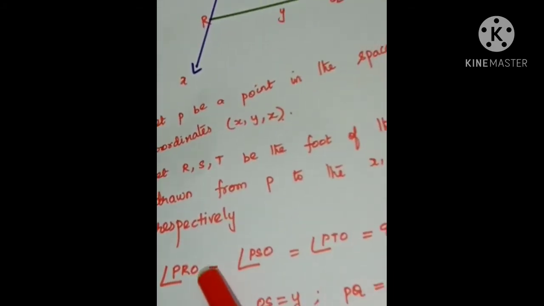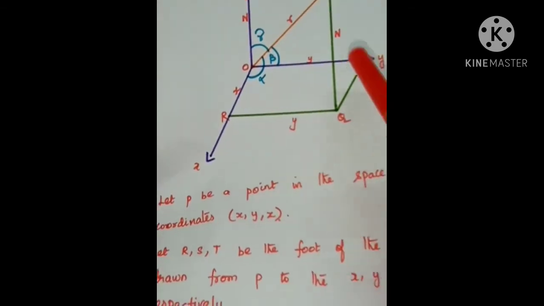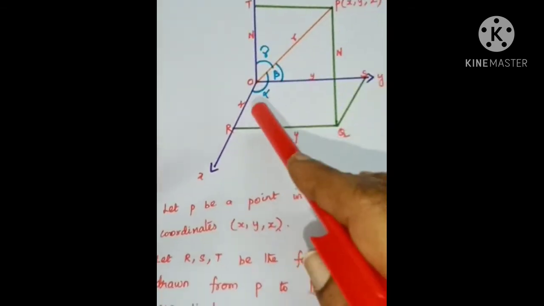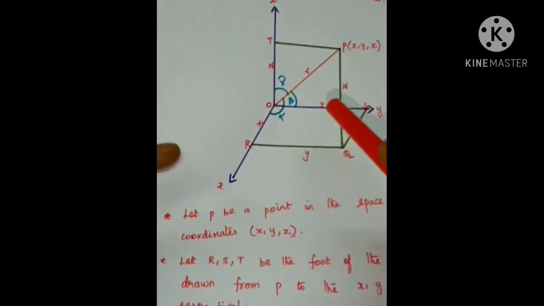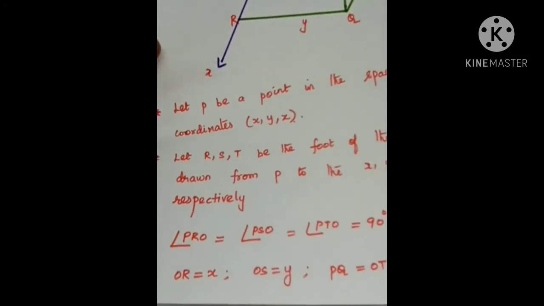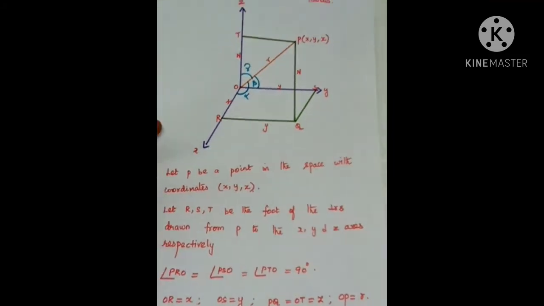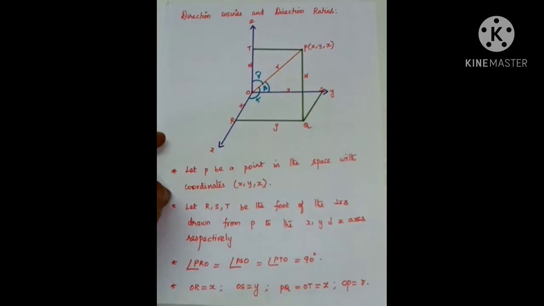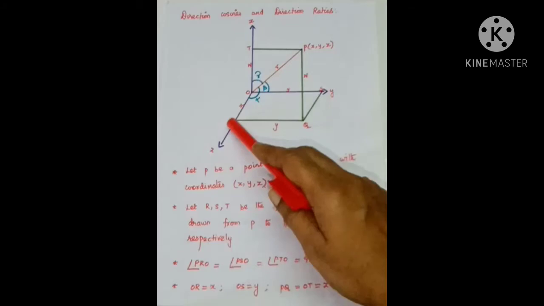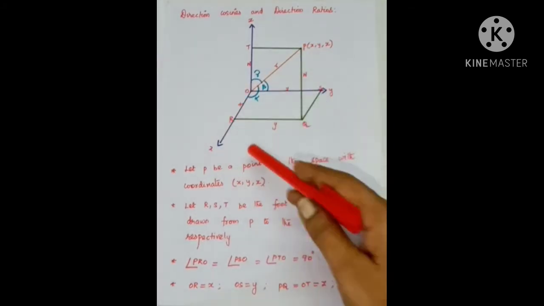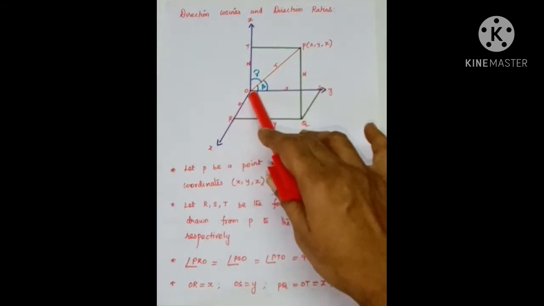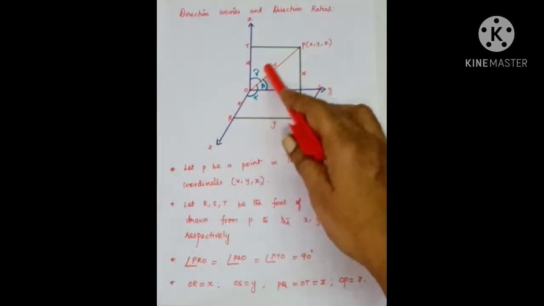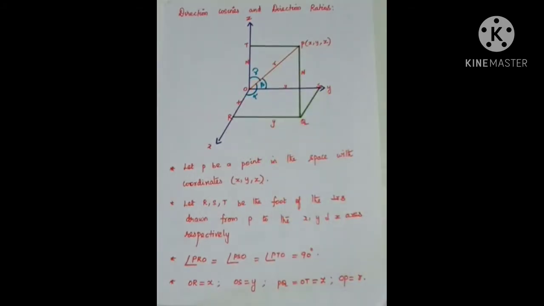Angle PRO and angle PSO and angle PTO, everything is equal to 90 degrees. It is difficult to visualize in here, but you see that they are the feet of the perpendiculars drawn from P to the X, Y and Z axes. So therefore it has to be taken as 90 degrees, which is PRO. You see that here it is a straight line, but in three dimensions you can visualize that. So PRO and PSO and PTO, they are all 90 degrees.